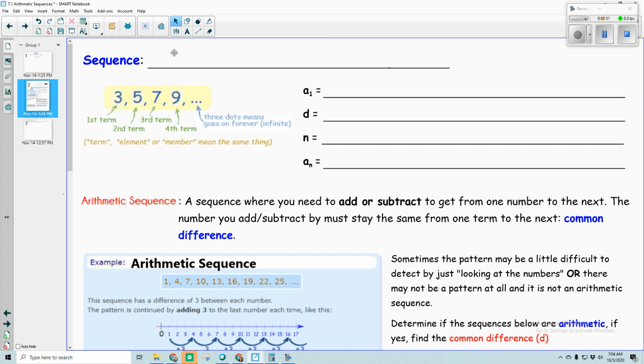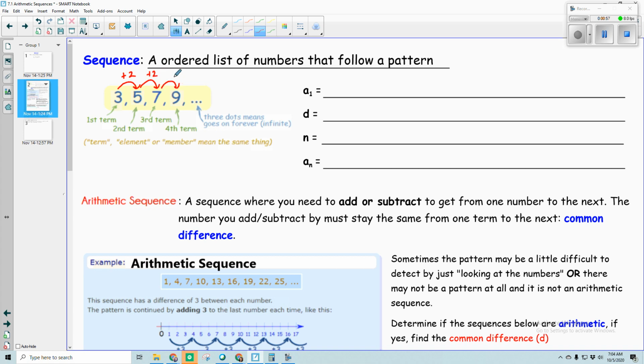Our complete definition of a sequence is an ordered list of numbers that follow a pattern. Here we have the numbers 3, 5, 7, 9. Clearly, the pattern is that to get from one number to the next, to get from 3 to 5, they added 2. Then from 5 to 7, they added 2 again, and they keep on adding 2 to get the next number. It's a list separated by commas, with a dot, dot, dot at the end, meaning that this list goes on forever.